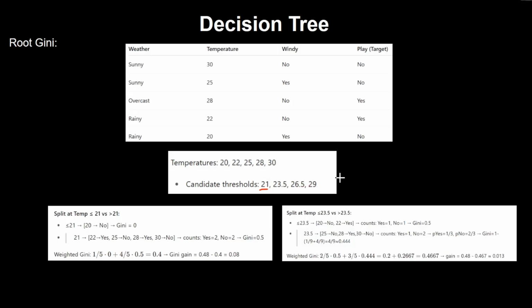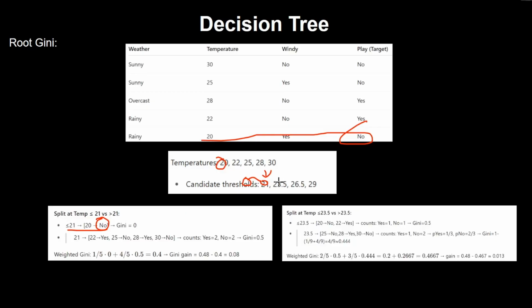Now we have to calculate the Gini index, which is the weighted Gini for each pivot. So pivot means, like, first pivot we have it here. For one split we consider the values which are 21 and less than 21, and the next part we consider the values which are greater than 21. So what do I mean by it? Here one split is 21 or less than 21, which is only 20. So what do we have in 20? 20 is no, so we'll have only no, so the Gini is 0.